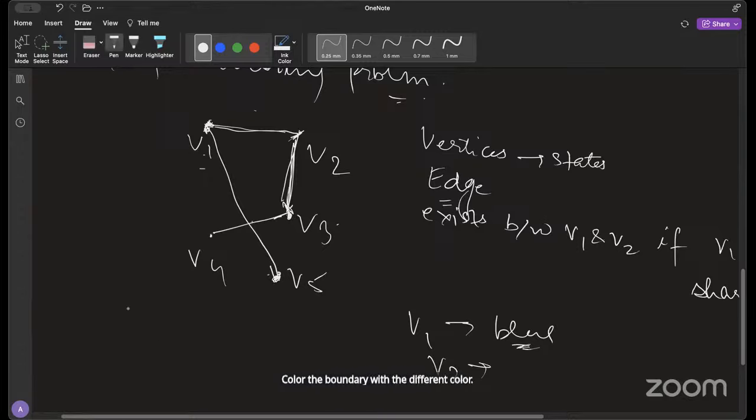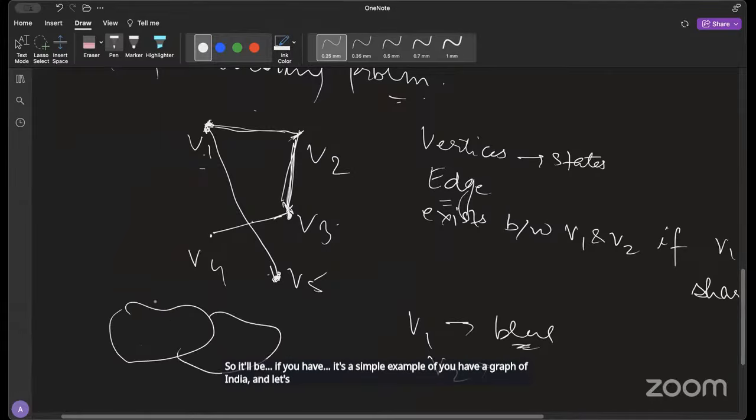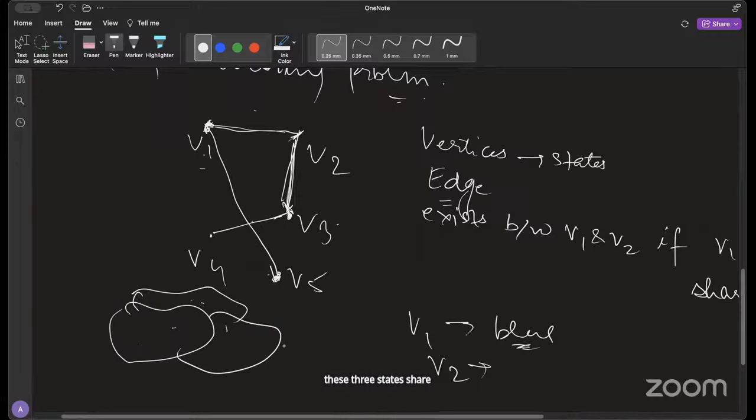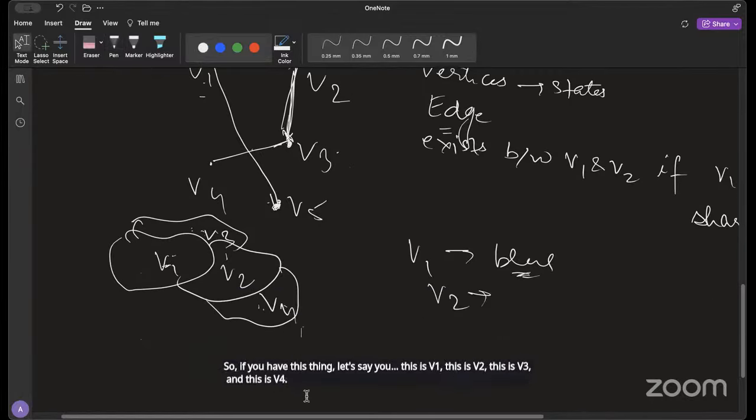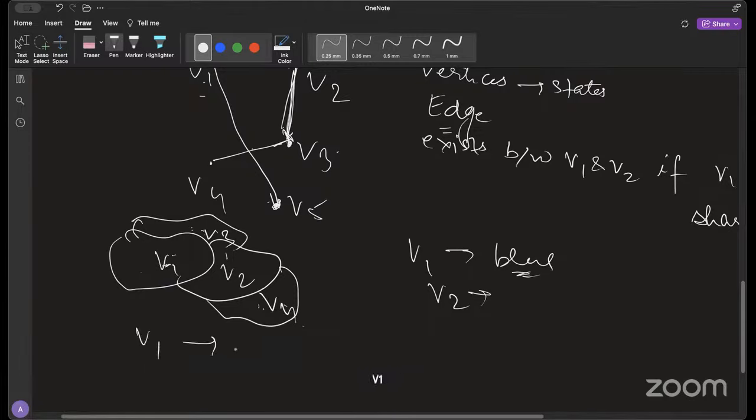No, it's a simple example. You have a graph of India, and let's say these are the states, and these three states share boundaries, right? If you have this state too, then this state does not share a boundary with this one. In fact, this doesn't share a boundary with this one either. So let's say this is V1, this is V2, this is V3, and this is V4. As per the graph, V1 shares a boundary with V2, so you should have an edge between them.